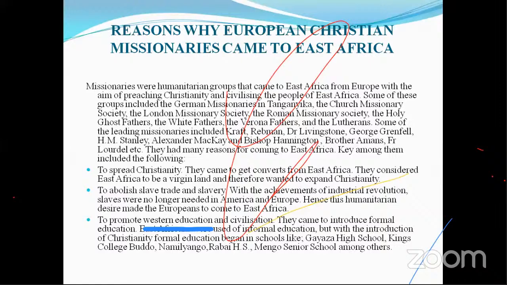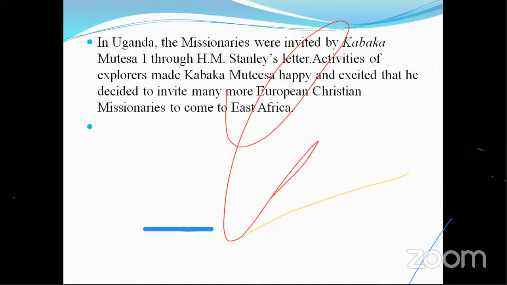So we have moved on to another point here, and the point goes that in Uganda, the missionaries were invited by Kabaka Mutesa the first through H.M. Stanley's letter. The activities of explorers made Kabaka Mutesa happy and excited that he decided to invite many more European Christian missionaries to come to East Africa. Of course, we have different reasons why they came to East Africa. But this point specifically talks about inviting. They were invited by this African leader, Kabaka Mutesa.